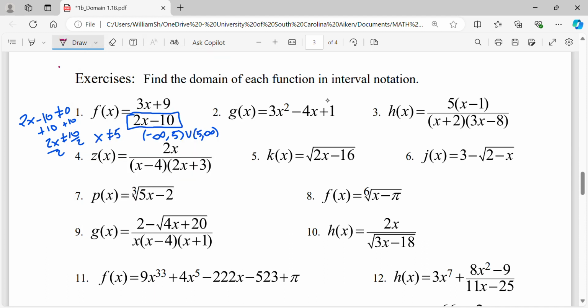Okay, number 2 says g of x equals 3x squared minus 4x plus 1. I don't have any divisions, I don't have any radicals, and it's not a word problem. So my domain is unrestricted: negative infinity to infinity.